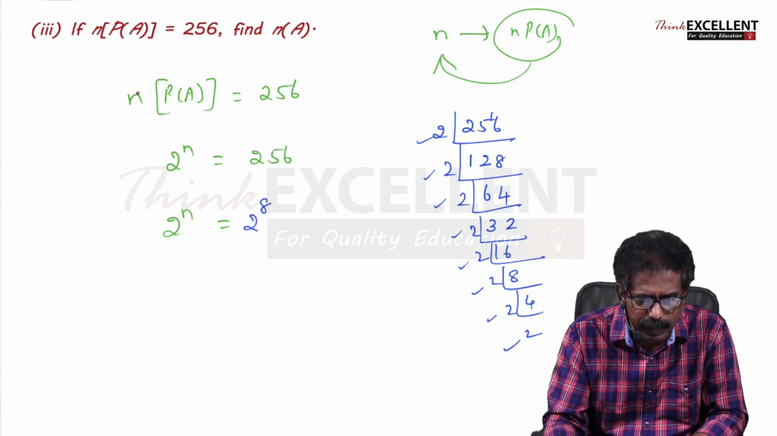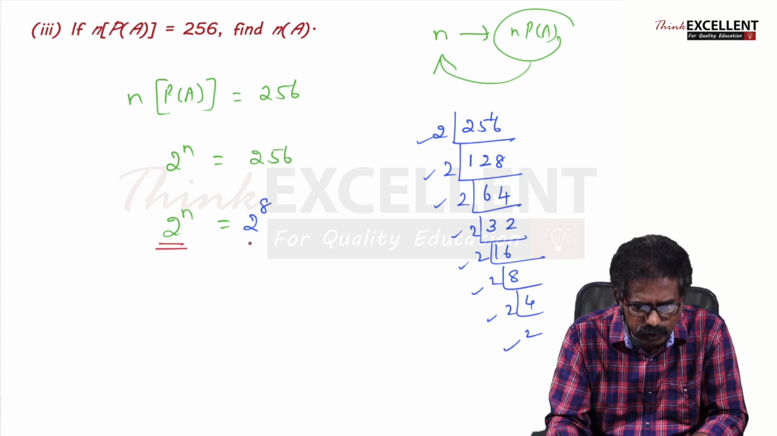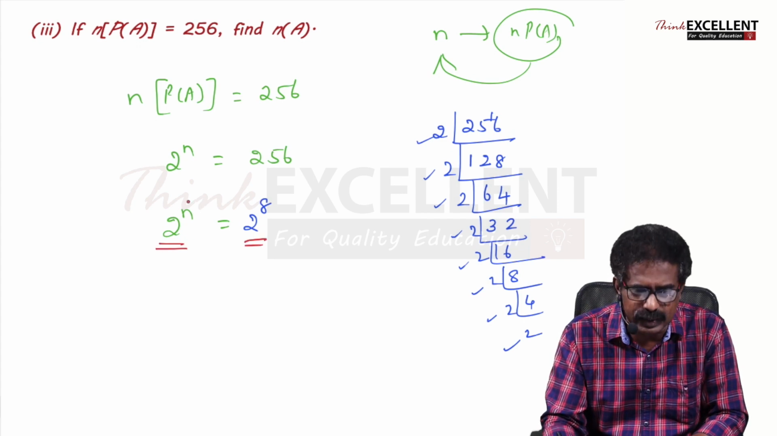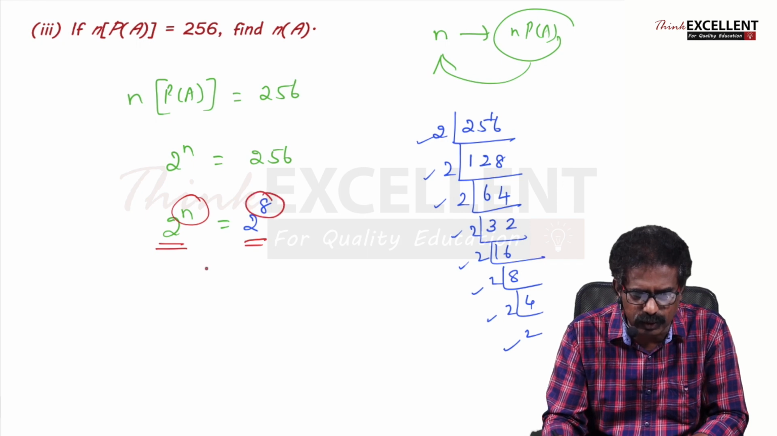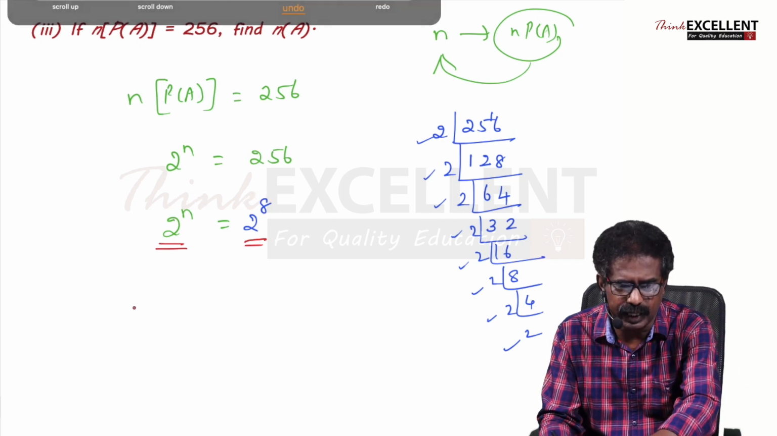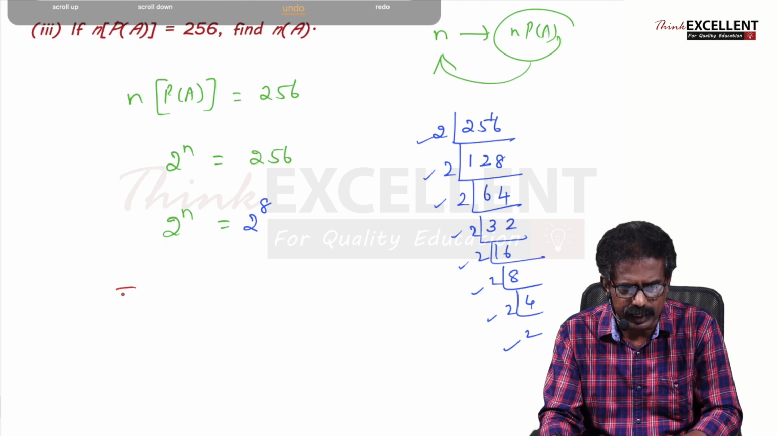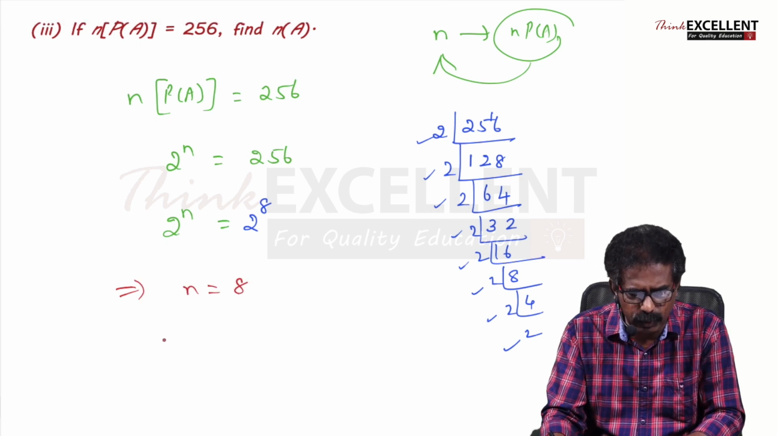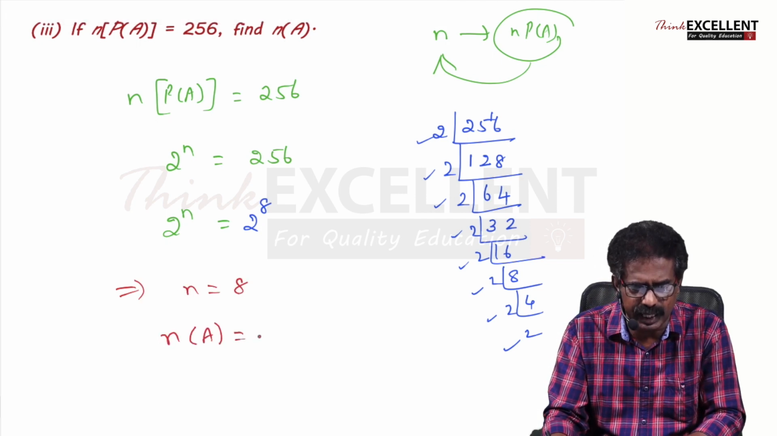Now you can see the bases are equal. Here 2, the bases are equal. So you can say the powers are equal. So you can say n equal to 8. That n is only n of A. The number of elements in A equal to 8.